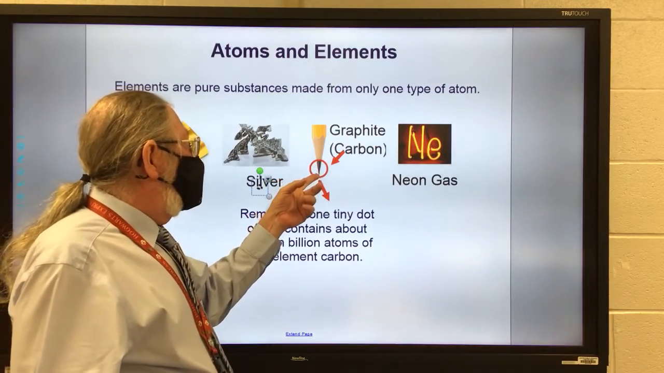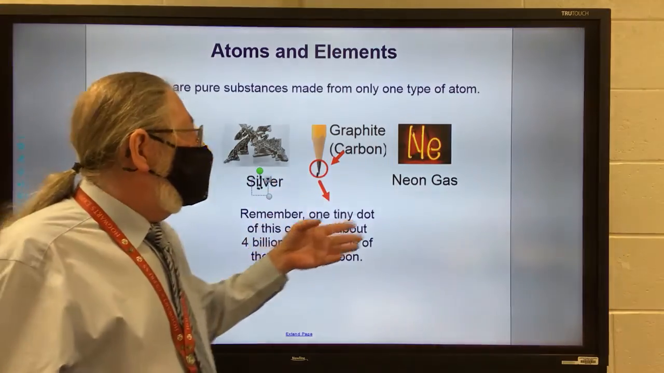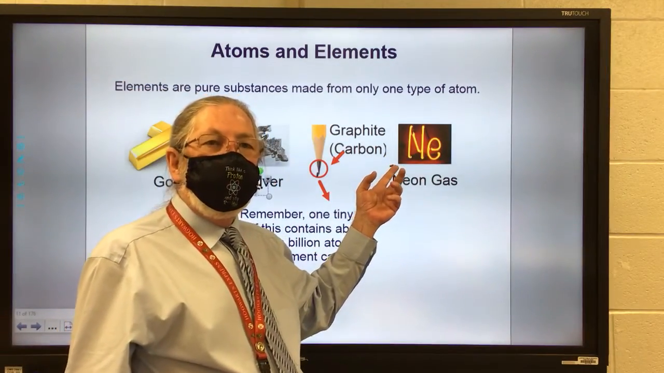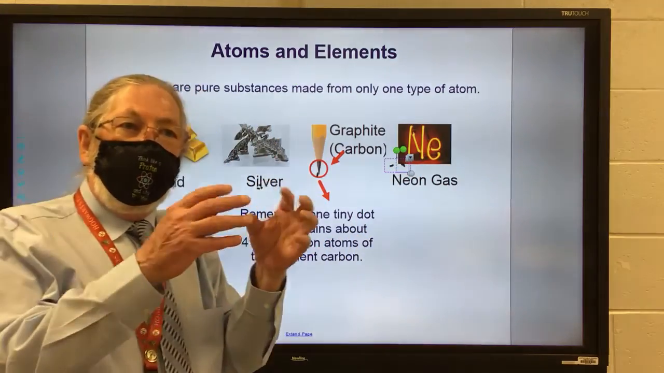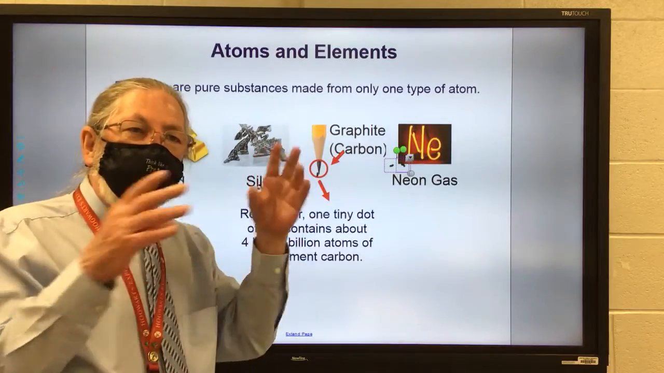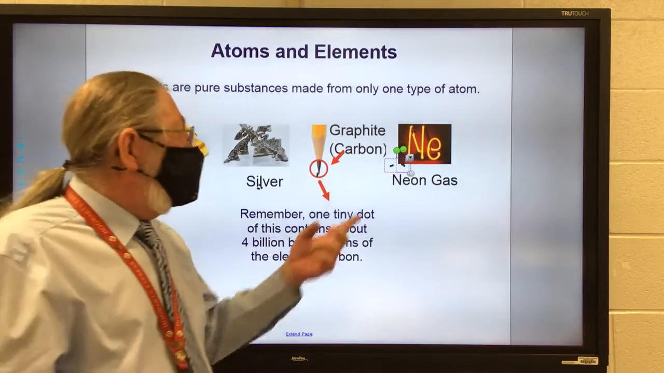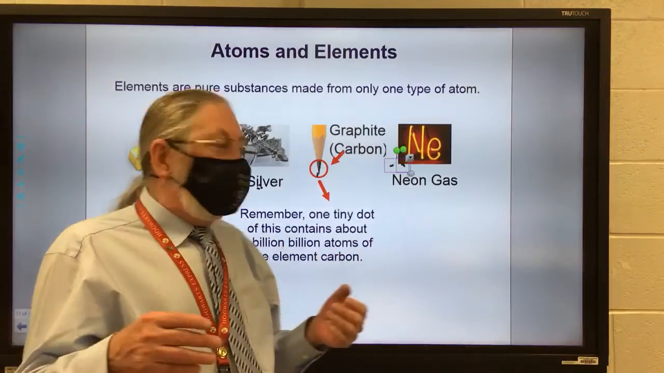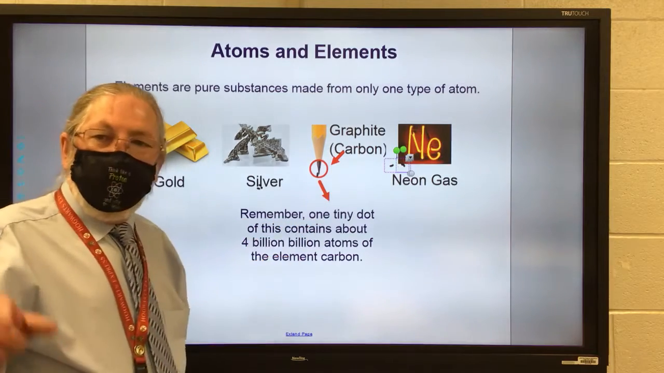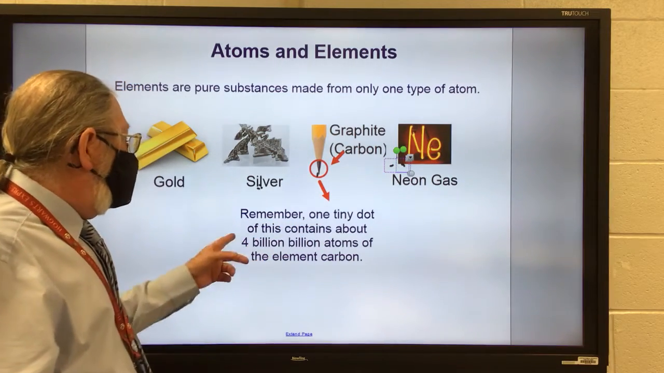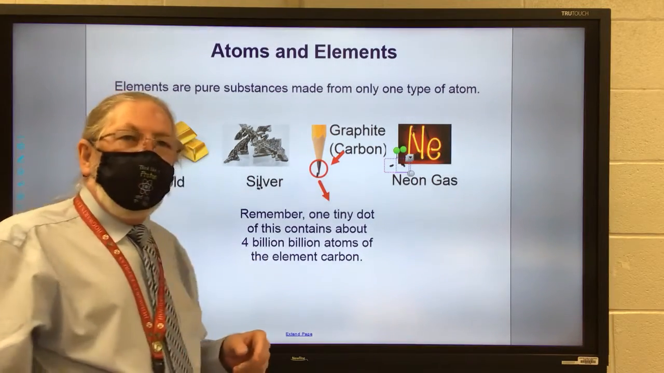How about carbon or graphite? Graphite, carbon, same name. Made out of what? Carbon, right? You ever seen neon lights? Yes. Okay, they're made out of neon, and neon is actually an element. So you see all those gaseous things inside the tubes? They got different colors and different shapes and so on. Well, inside those are different types of gases, and one of those gases is neon, and that's an element. We're going to talk more about those. Okay, and now you got to remember here that one tiny dot that you marked on your paper contains about 4 billion atoms of the element carbon.